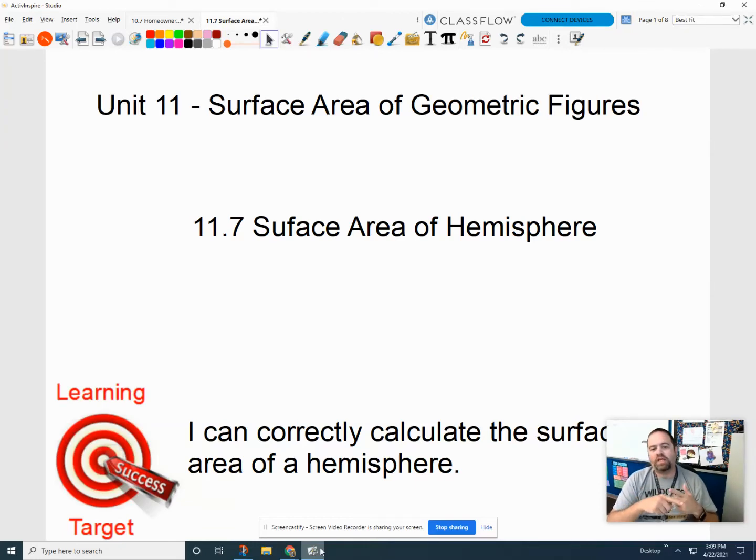So following up from yesterday where we did a sphere, we're going to do a hemisphere. Basically, if you can picture taking that three-dimensional ball and cutting it in half, what I want you to think about is, when you cut that in half, what does that do to the surface area? And what does it add to the shape that wasn't there before?